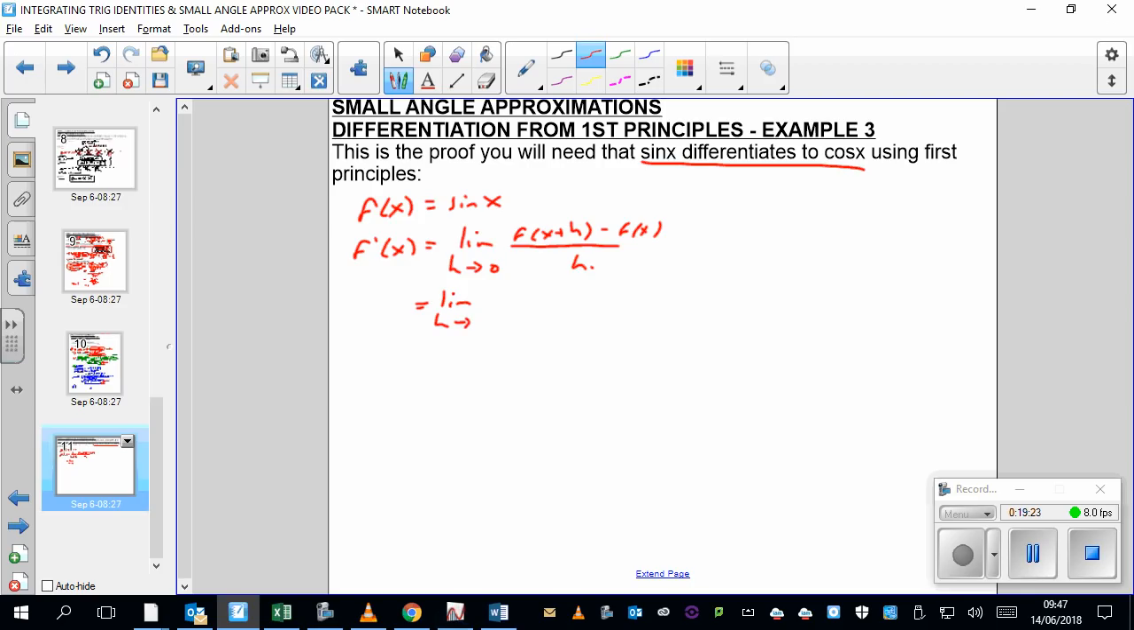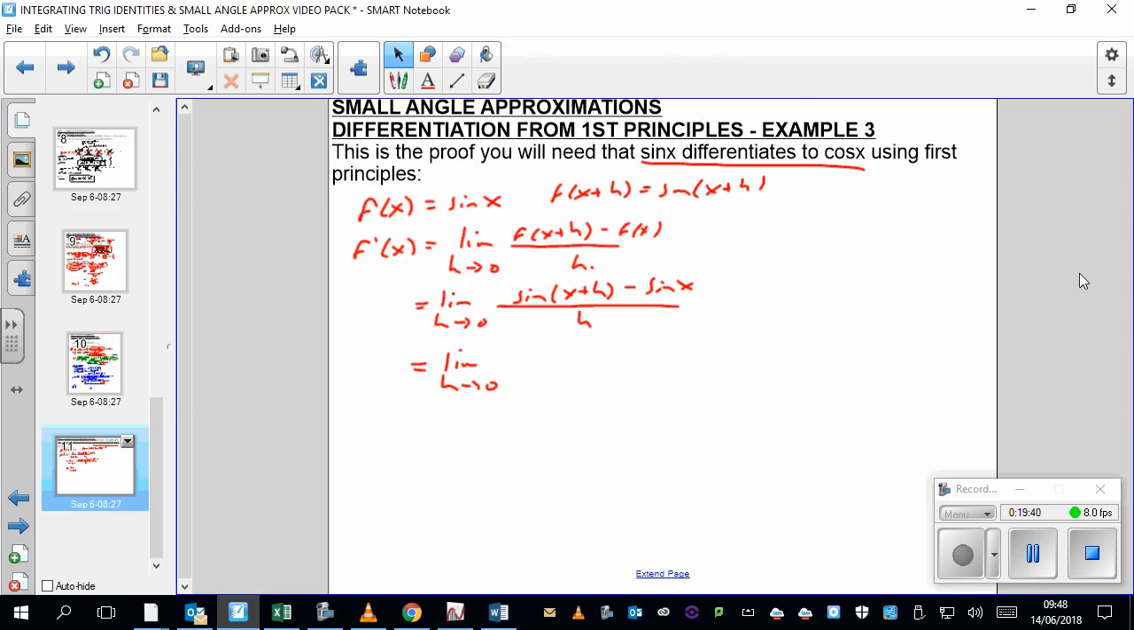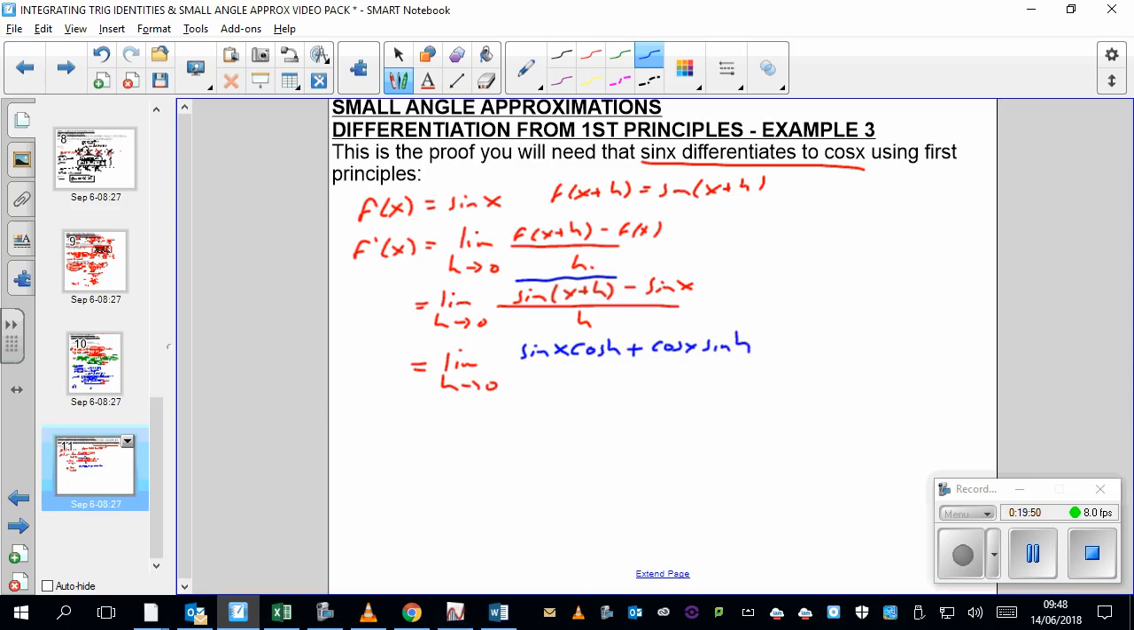So the limit as h tends to 0 of f of x plus h. So we know f of x plus h is sine x plus h. So sine x plus h, take away f of x, so that's take away sine x over h. Now, hopefully you're screaming out at the screens, oh, that looks like sine a plus b, and that's exactly what we want. Sine a plus b, fantastic. So there's our cos x sine h. So this is why we did this in this time of the year, because you didn't know the addition formula. Okay?